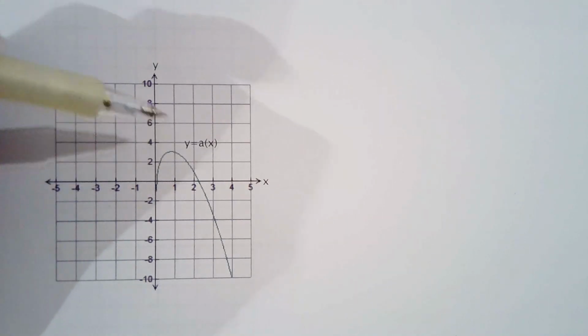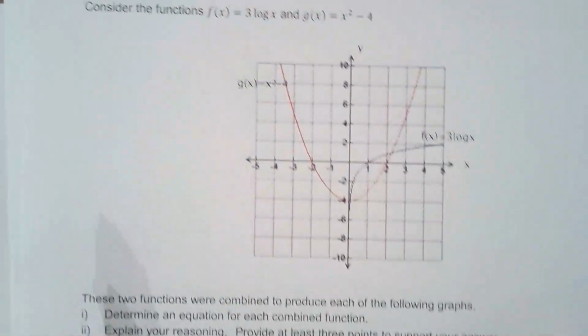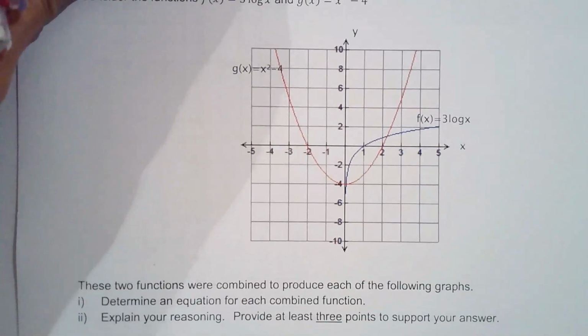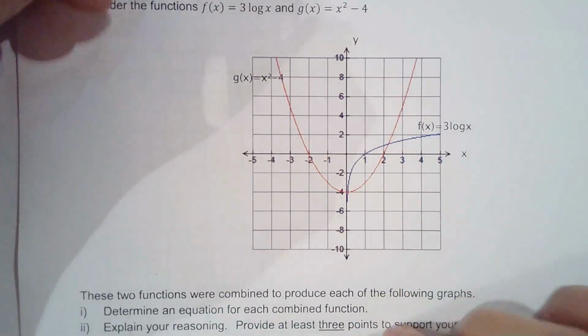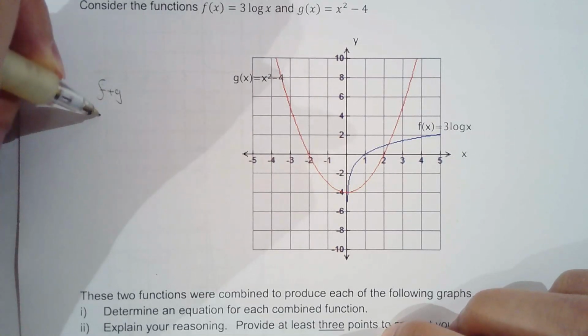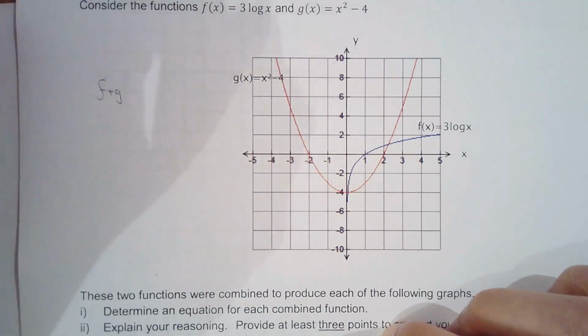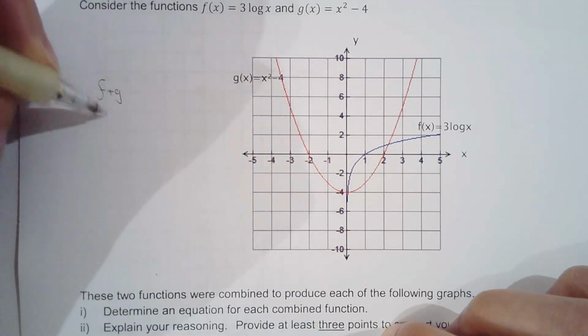Okay, so let's think about it. How can we create a of x using f and g? So let's go over the ways. You could do f plus g. You can say g plus f, but f plus g and g plus f will give you the same function. So I won't write g plus f.